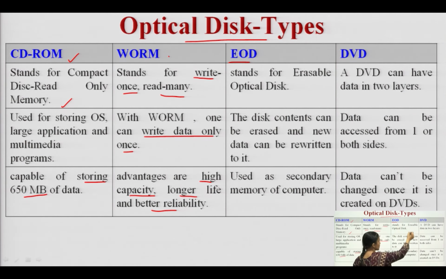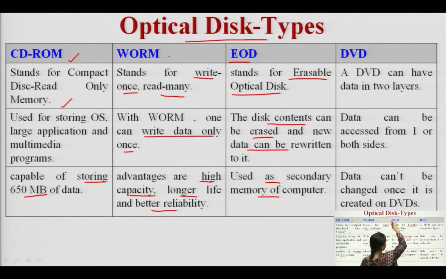Then the third kind of optical disk type is the EOD. This EOD stands for erasable optical disk. In this erasable optical disk, the contents can be erased and new data can be rewritten by erasing the already existing contents. This EOD is also used as the secondary memory of the computer.